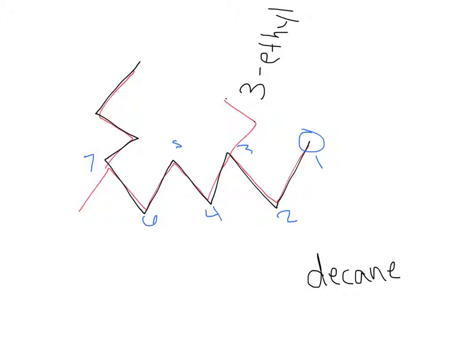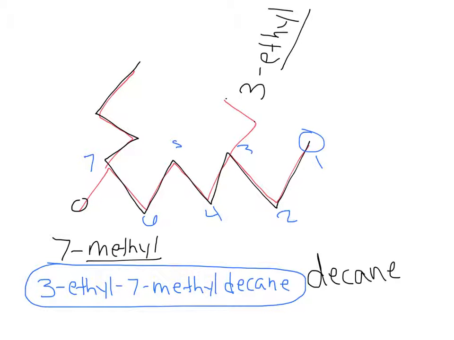The second branch is located on the number 7. Because it only has 1 carbon right here, it is known as 7-methyl. Now that we've identified the branches, we need to put it all together in one name. Ultimately, the numbers don't matter when it comes to the name. What matters is the alphabetical order of ethyl and methyl. So because E comes before M in the alphabet, the 3-ethyl will come before the 7-methyl in the name. Therefore, the final name of this molecule is 3-ethyl 7-methyl decane.